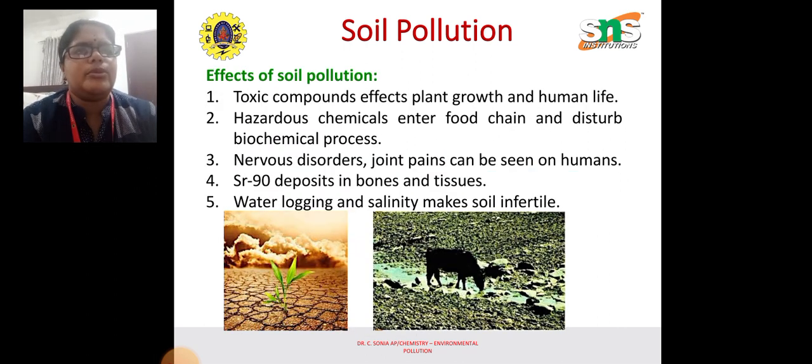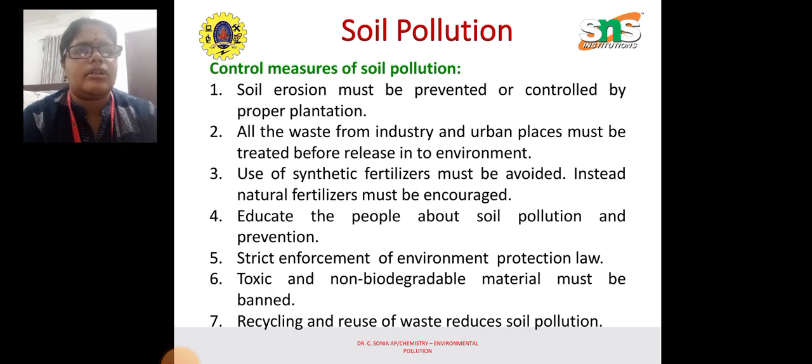Effects of soil pollution. Toxic compounds affect plant growth and human life. Hazardous chemicals enter the food chain and disturb the biochemical process. Nervous disorder is a major problem. Joint pains can be seen in humans. Strontium 90 deposits in bones and tissues. Waterlogging and salinity make soil infertile. Salinity is the presence of a large amount of salt in the water.